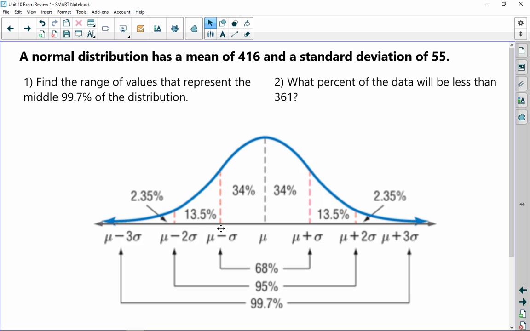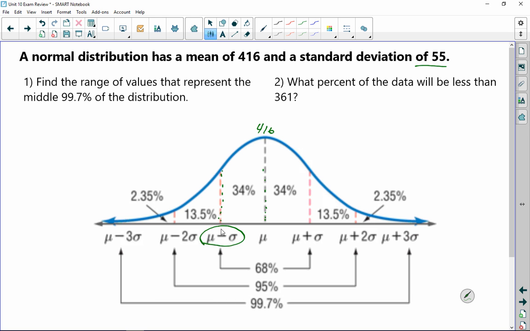Okay, so normal distribution has a mean of 416. So where does the 416 go? It's this middle dotted line right here. For me personally, I like writing 416 at the very top of that bell curve or distribution. Then it has a standard deviation of 55. What does that mean? Well, the next line right here is going to be 55 less than 416. That's what your little formula down here tells you.